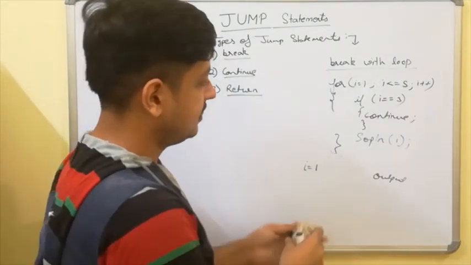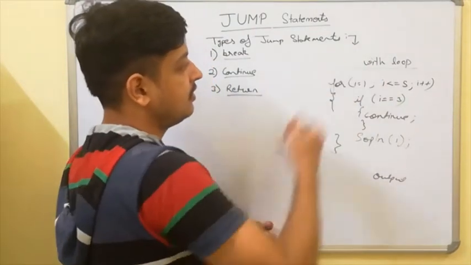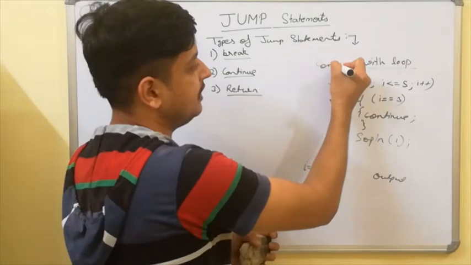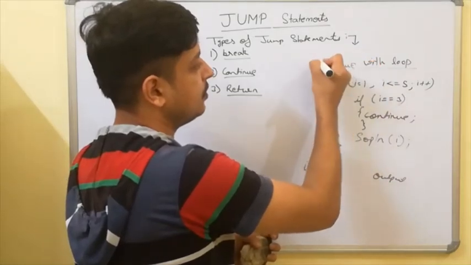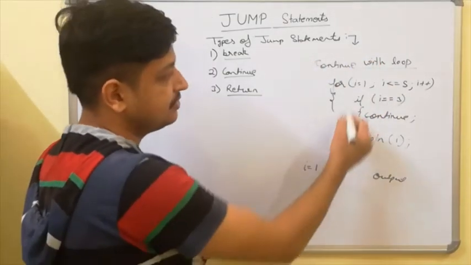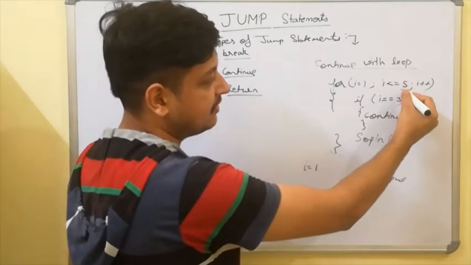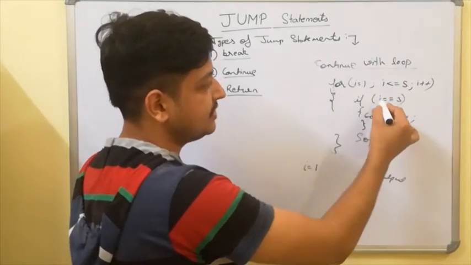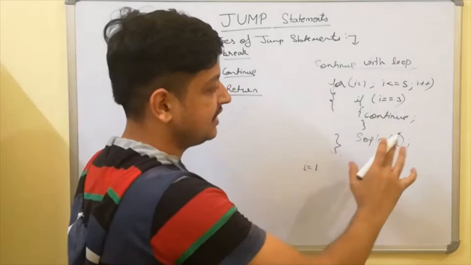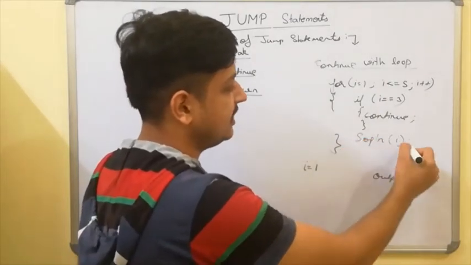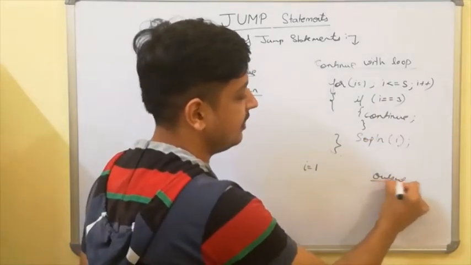So now see continue with loop. I is equal to 1, which is less than 5. It will come inside the for block. It will check if I is equal to 3, which is again false. It will come to SOPLN I. It will print I.